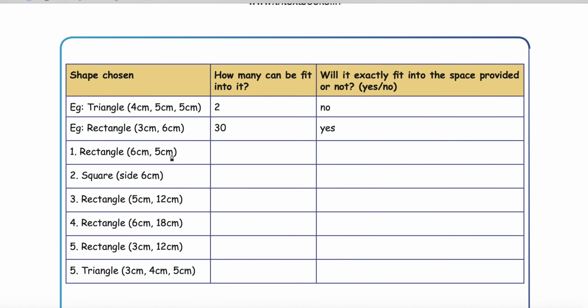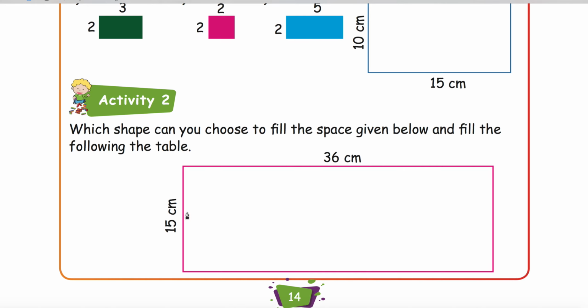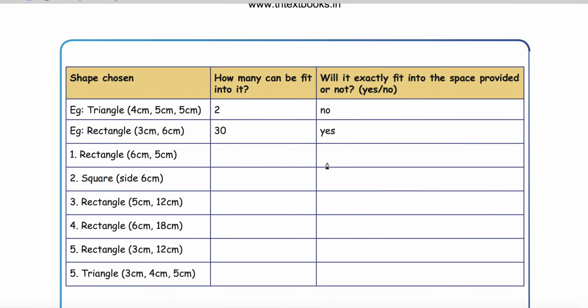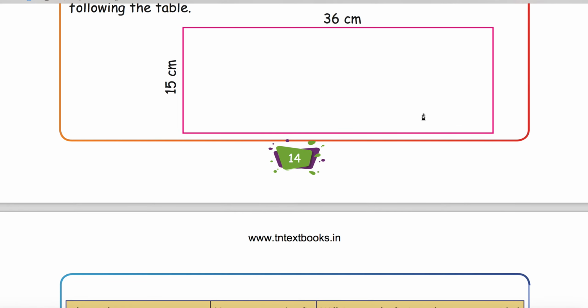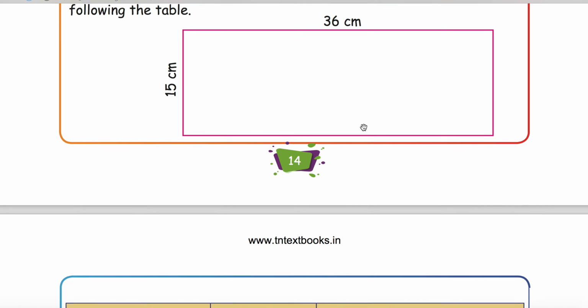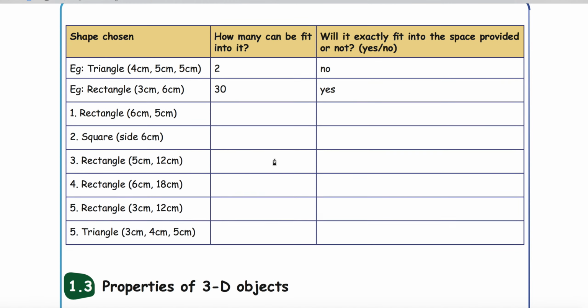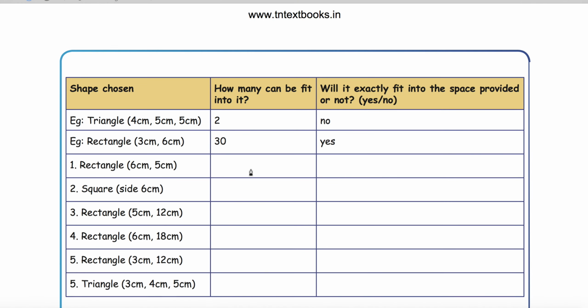This is 30. 15 to 18. 18 has to work, right? 3 here, 6 here, 3 here, 18. This one is 18. Yeah, it can completely fill.